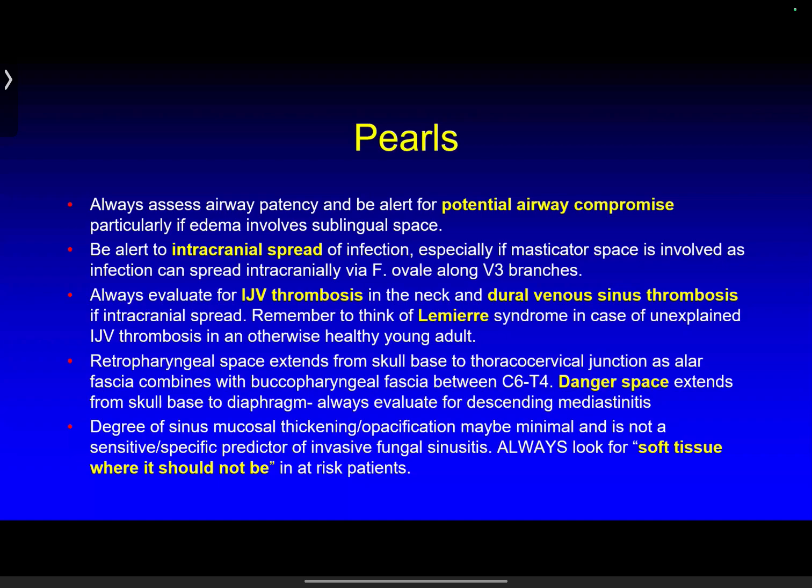Okay, ma'am, thank you so much. There's just one more question that's popped up. How to differentiate mucor versus other fungal sinusitis? Does it actually matter? No, it doesn't matter, and you cannot differentiate it on imaging.